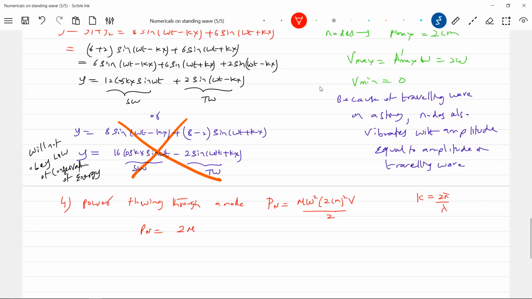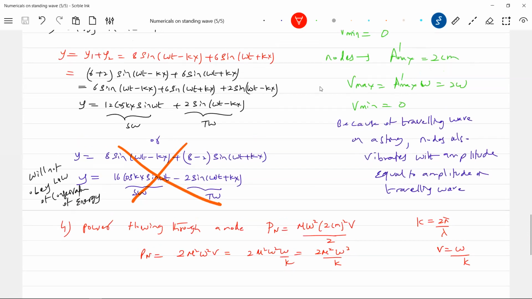So this will become 2 mu square omega square V. Then if you want to replace anything, V you can write as omega by K. This V you can write as, okay, I agree, this has a value 2 mu square omega cube by K. If you want to express it in terms of rho density, if something is given, you can express it here.